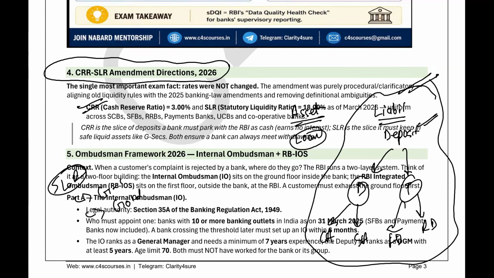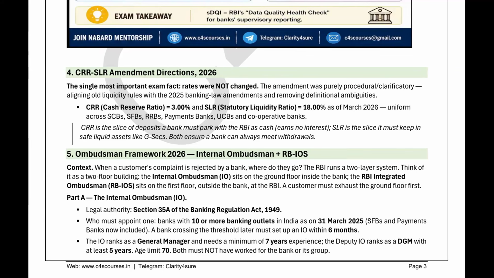So RBI can influence. There is a very wrong word that RBI has the power. No, RBI does not have the power. RBI can only instruct the bank. They can only give amendments. That is why the word amendment is used here, right? If you have economics clarity, then you will understand this news more clearly. That is why I'm using influence and amendment rather than power. So try to understand the single most important exam fact: rates were not changed.